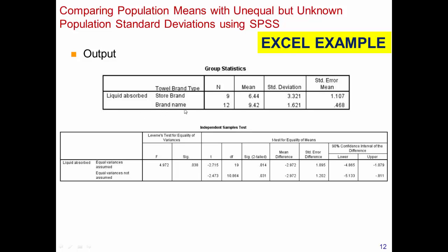Now, same goes with brand name paper towels. N is 12. We had 12 observations. The mean is 9.42, and the standard deviation is 1.621. And the standard error of the mean is 0.468.